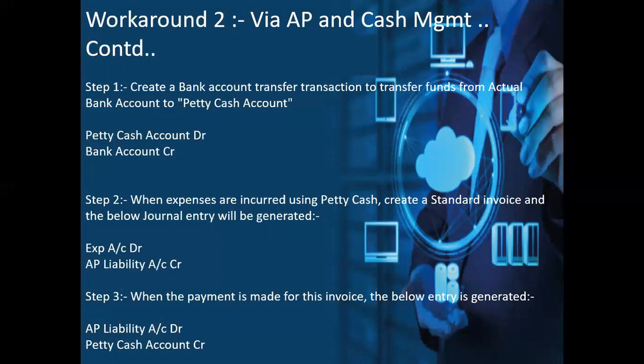Okay, and the second step would be whenever the expenses are incurred using petty cash, so we need to create a standard invoice in AP, and then the below entry will be automatically created by the system, which is your expense account mentioned in your AP invoice will be debited and AP liability account will be credited. And when the payment is made, your AP liability will be debited and your petty cash account is credited.